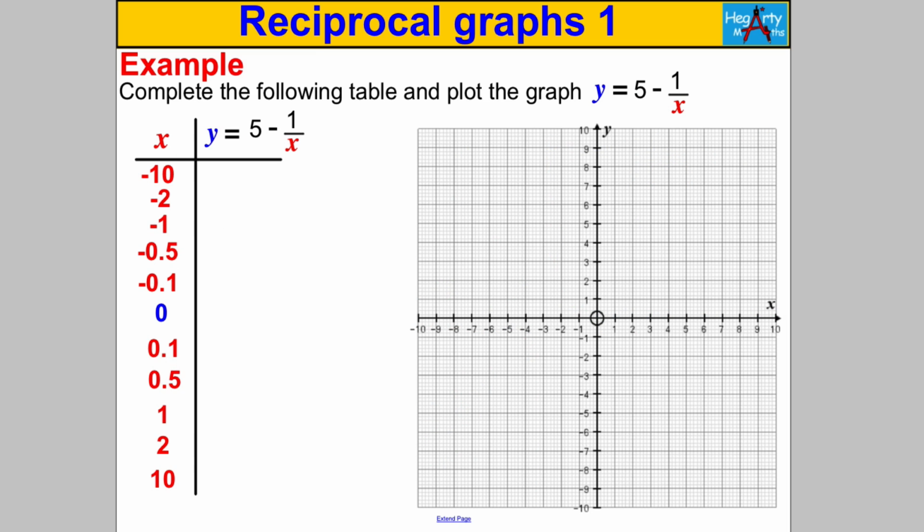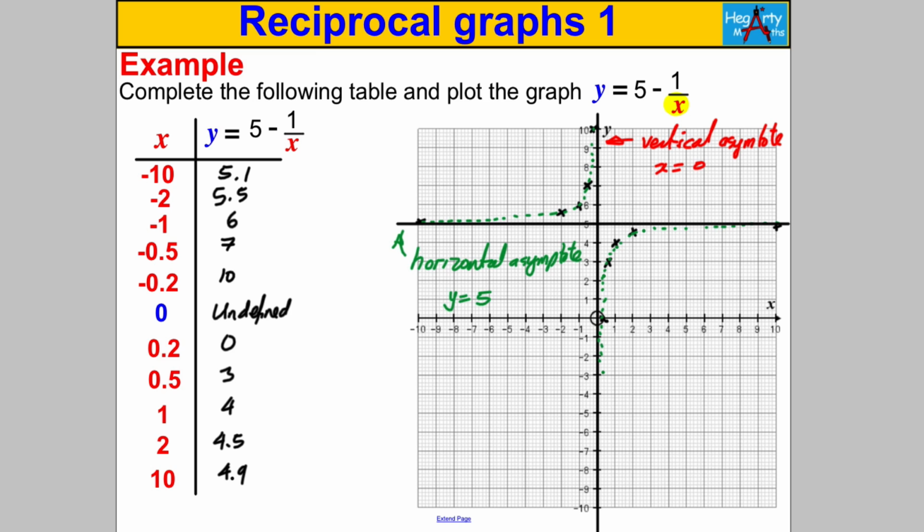Let's have a go at another one. Pause the video, copy and complete the table, substitute in for the table of values, and try and draw that graph there. Okay, if you did that, you would have got the following table of values, and plotting them, I got myself a graph that looks something like this. And I've also labelled in what I thought were the vertical asymptotes and the horizontal asymptotes.